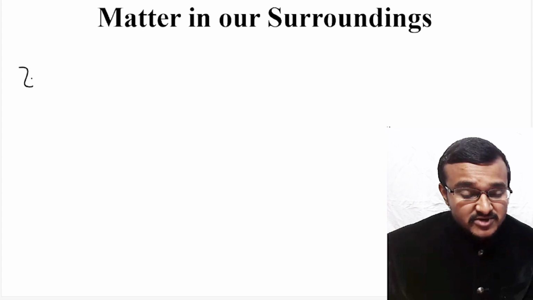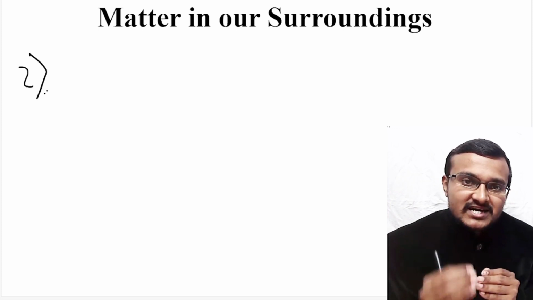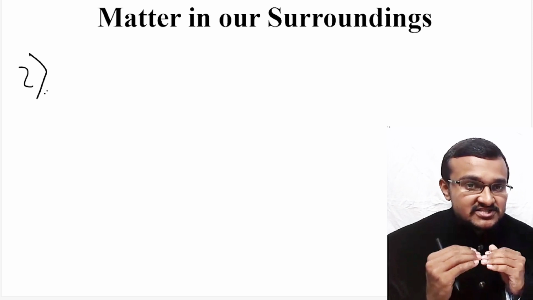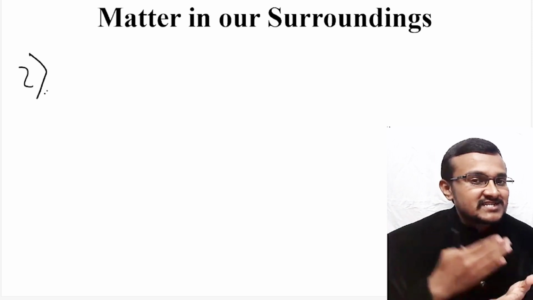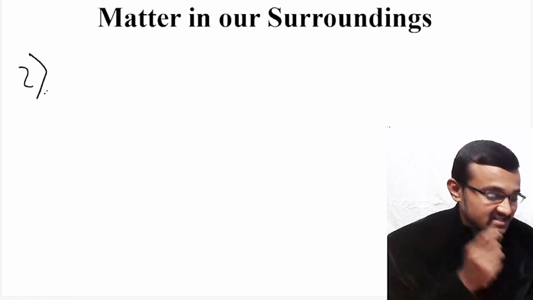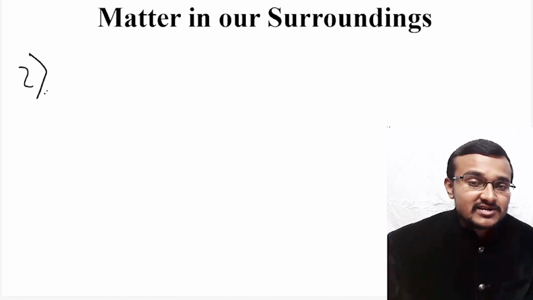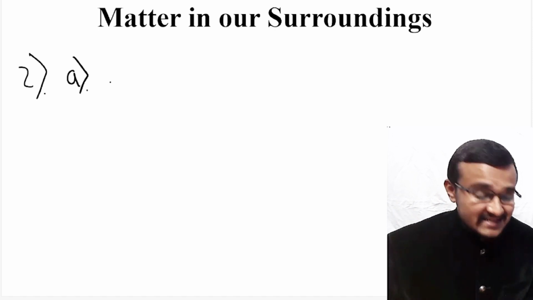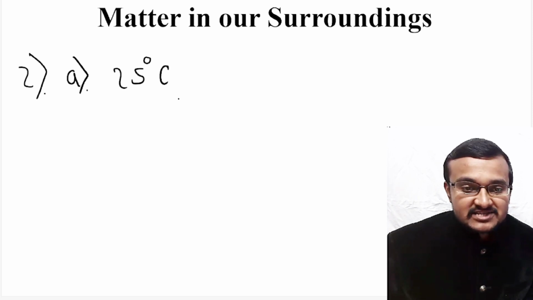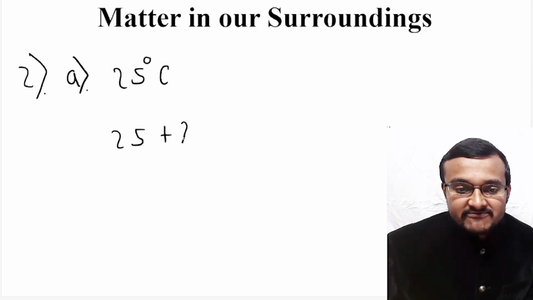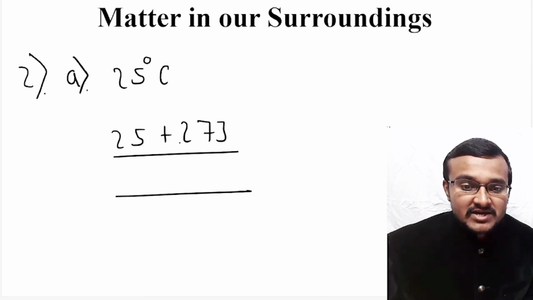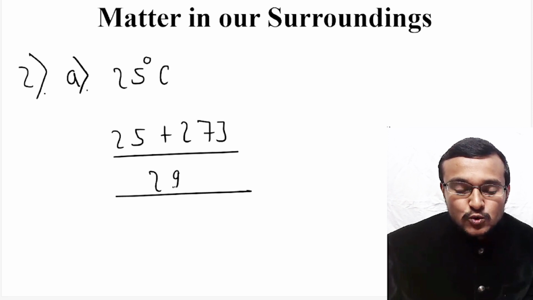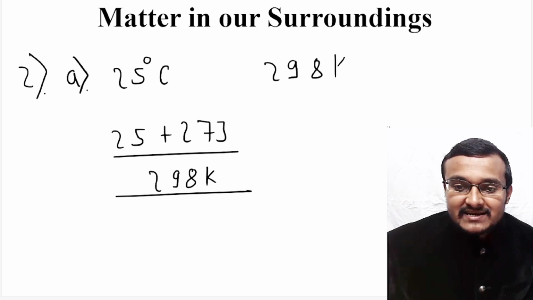Coming to the second question in this exercise, here you should convert the temperature given in degree Celsius to Kelvin. Here it is simple. You should just add 273.15 to the existing degree Celsius, and you will get that temperature on the Kelvin scale. Coming to the A question, they have given 25 degrees Celsius. You can straight away add 25 plus 273.15, or simply you can add 273 approximately. So 273 plus 25 will be 298 Kelvin. The answer for this A question will be 298 Kelvin.